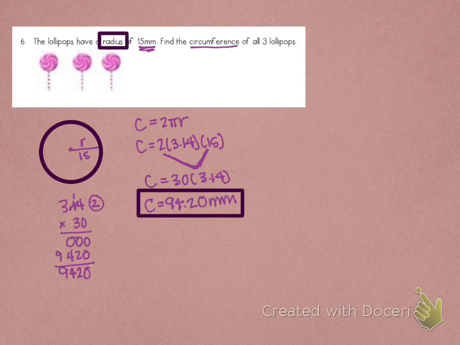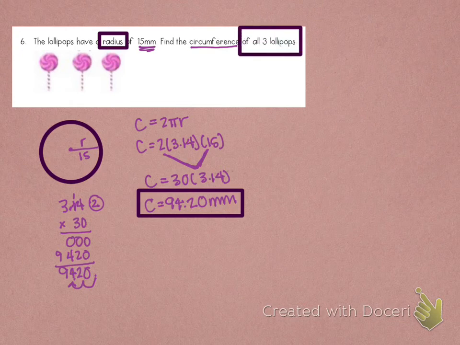Okay, so you should have gotten 9,420, and then you have 2 decimals to the right of the decimal here, and so we plug that back in by going to the left here and getting circumference equals 94.2 millimeters. Okay, but that's not our answer because it asks of all 3 lollipops. So what are we going to do here to find the circumference of all 3? We have one more step. What is that?